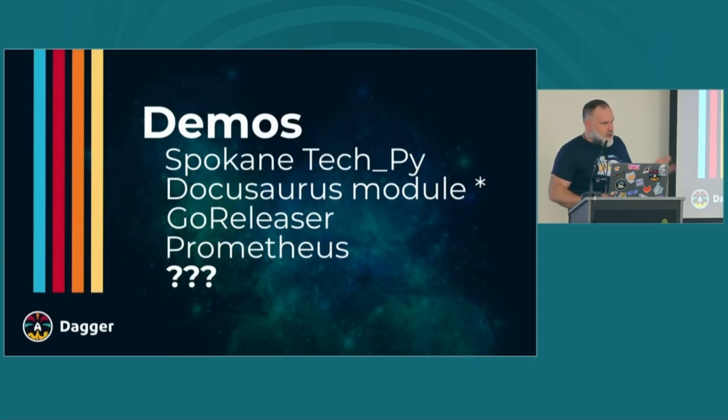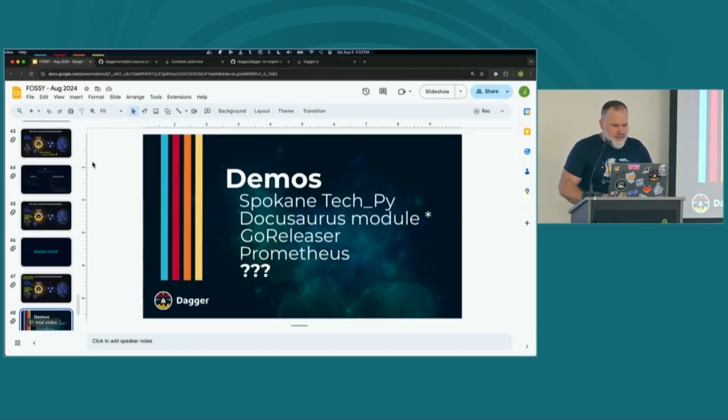Okay, so now let's actually show some demos of some of this stuff in action. And I chose just a few examples. I'm hoping for many more. I'm hoping some of your projects could be examples in the future. It'd be super fun to do together. I picked the Spokane tech group, Spokane, Washington. I stumbled across them because someone in the Dagger community is part of that community as well. And he wrote some stuff internally with Dagger. So let's dive into that one first.